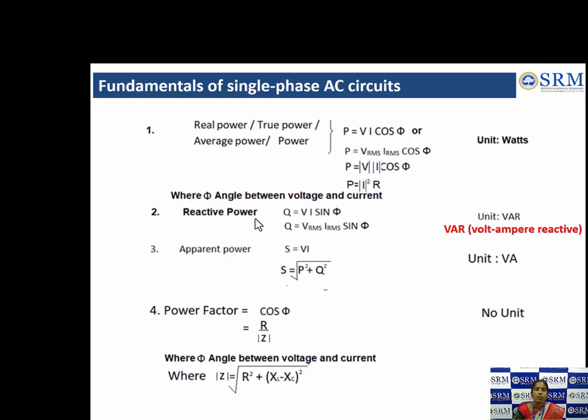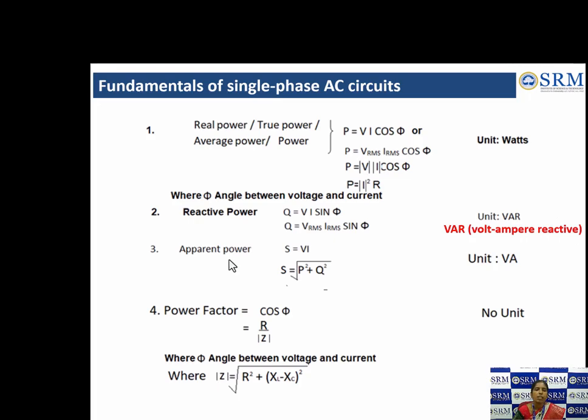Coming to the reactive power, which is represented by Q, it is equal to the product of voltage and current and sine of the angle between the voltage and current. So in terms of Vrms and Irms, it is Vrms Irms sin psi. Its unit is different. It's not watts, it's VAR, that means volt ampere reactive. That's the unit of reactive power.